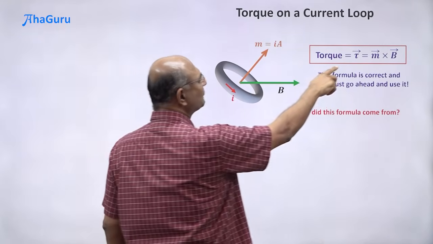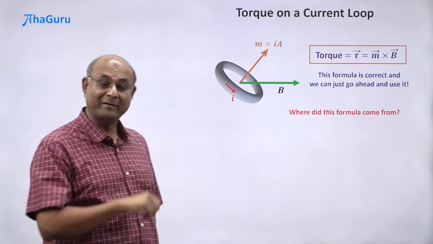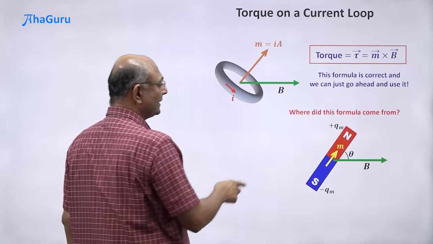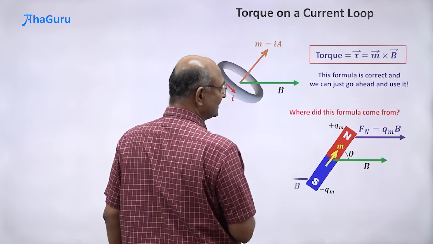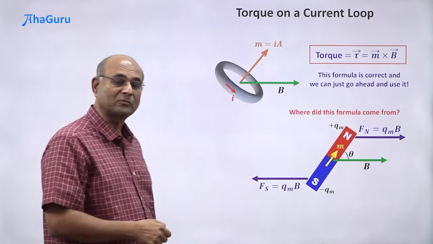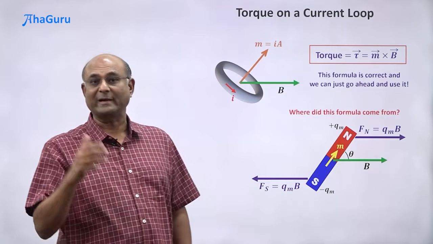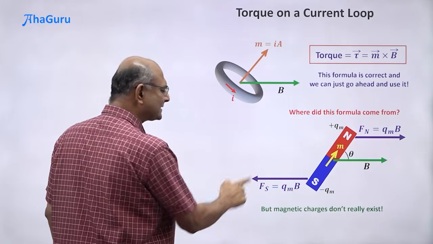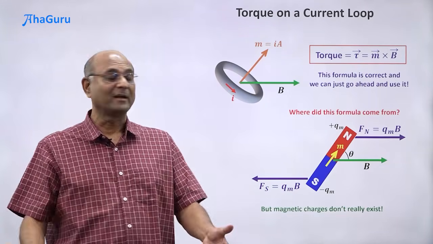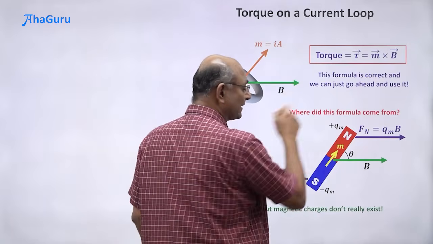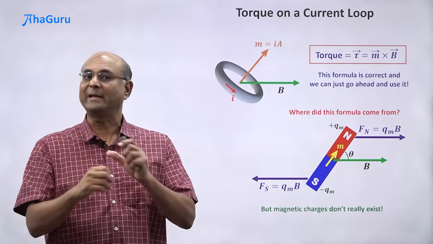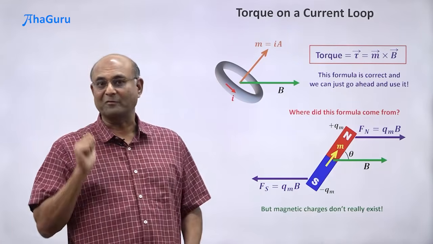where did this formula come from, M cross B? We derived it by taking magnetic charges, right? And then saying there is a force like this on the north pole, a force like this on the south pole, and that produces the torque, right? That's how we came up with this formula. But magnetic charges, we also know, don't really exist. For magnets, we use this as a convenient way to solve problems, but magnetic charges don't really exist. It is just a nice problem-solving tool.